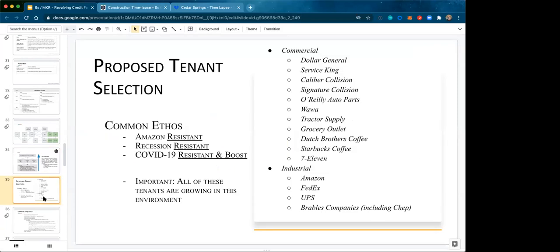So our proposed tenant selection today, and this will grow over time, we focused on a common ethos of Amazon resistant, recession resistant, and COVID-19 resistant. In fact, most of these have had a COVID-19 boost where they're growing in this environment, not declining.